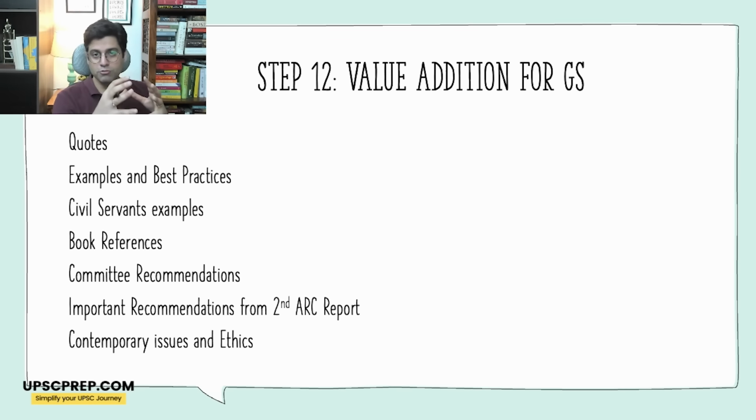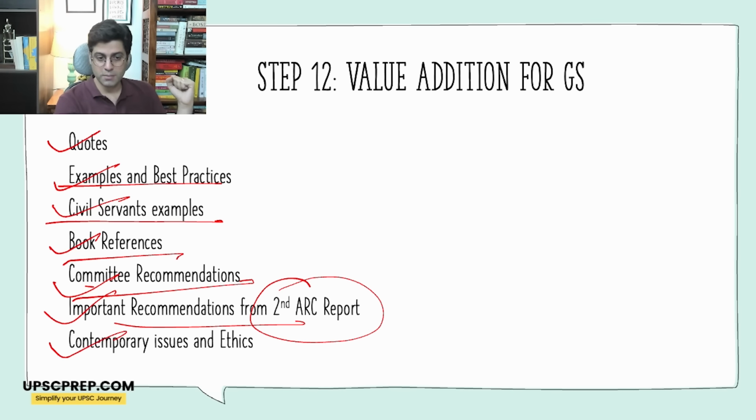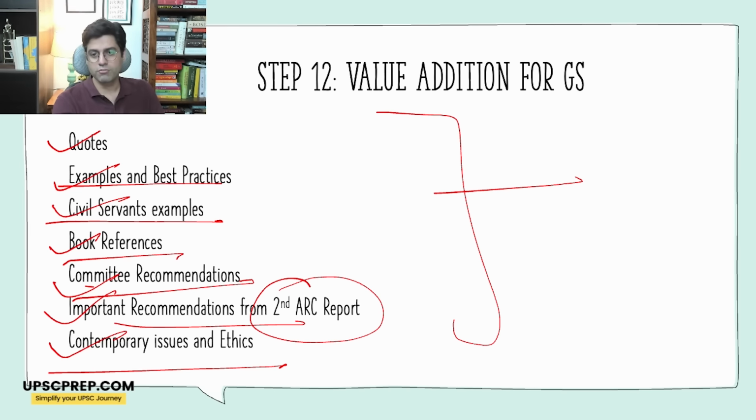So finally, validation for GS4 is very, very important. What constitutes good validation? Quotes, examples and best practices, civil servant examples, book references, committee recommendations, important recommendations, Second ARC report, contemporary issues and ethics. These all are part of value addition. How do you improve that? Of course, I've shown you the answer craft. In answer craft, you will find all these examples. Also, current affairs is a very important way to improve value addition in GS, particularly GS4.